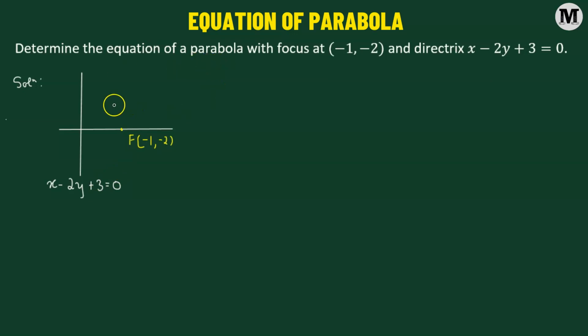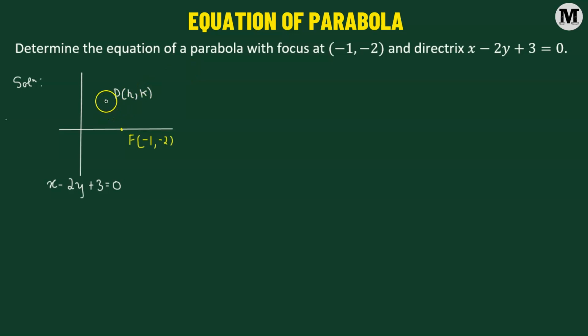parabola. To begin with, we'll consider a point P. Let's say its coordinates are (h, k). This is a moving point, so it is also referred to as the locus. This is the locus of the parabola. Using the point P, we'll try to find the equation of the parabola.